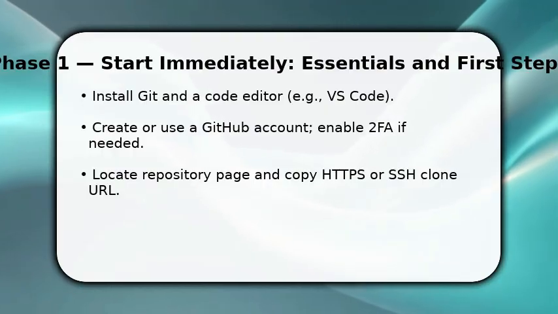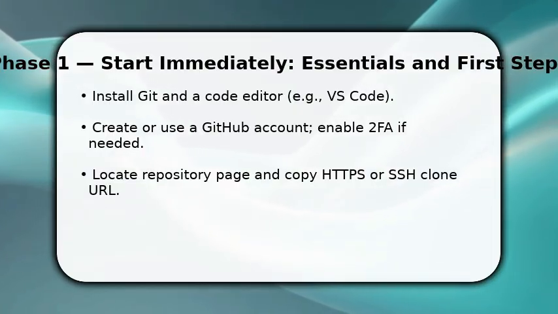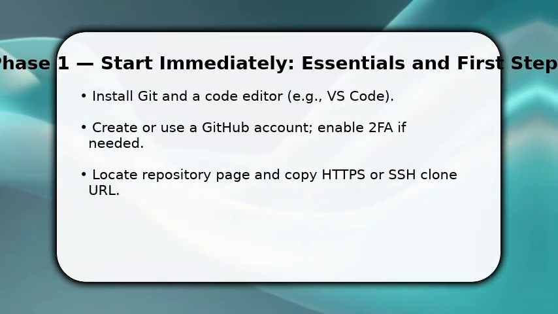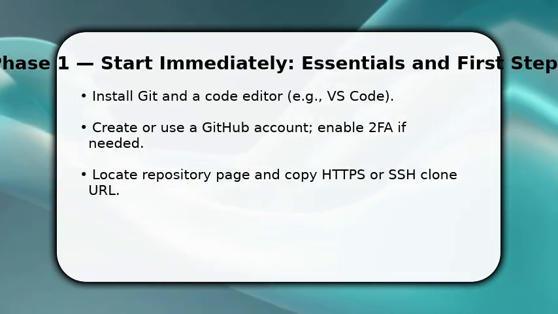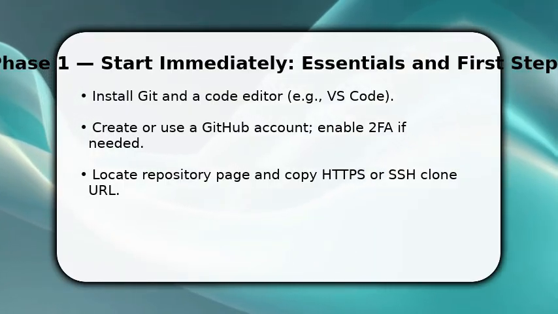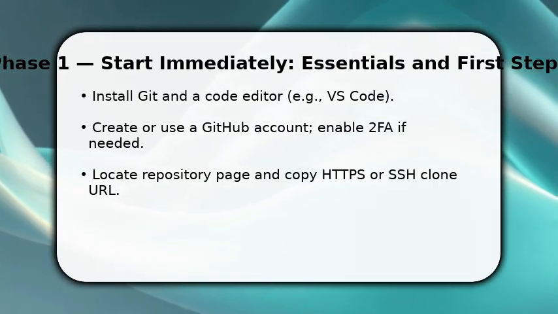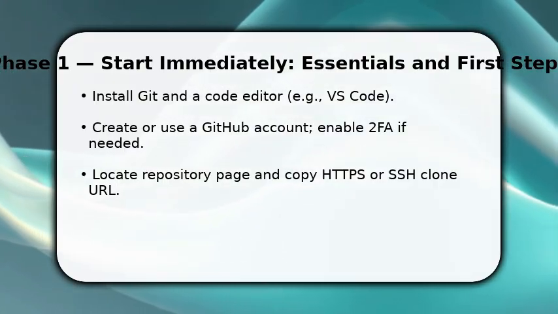You already have the essentials, Git and an editor. First, open the repo page and copy the clone URL, HTTPS if you prefer passwords, SSH for key-based auth. Once done, open a terminal in your project folder. Run git clone URL and press enter. You'll see files download. This creates a local copy tied to origin.